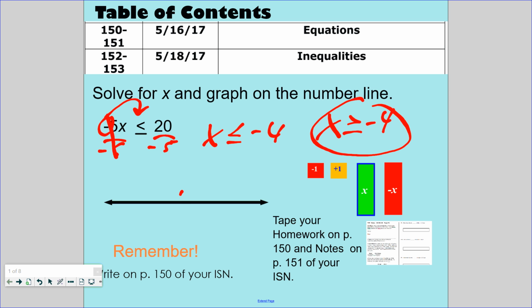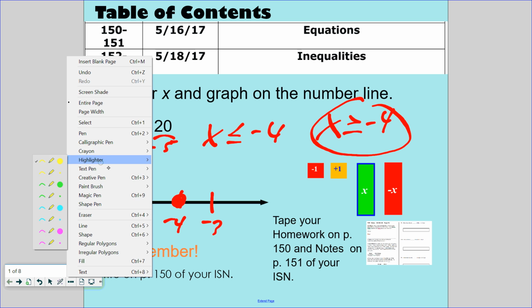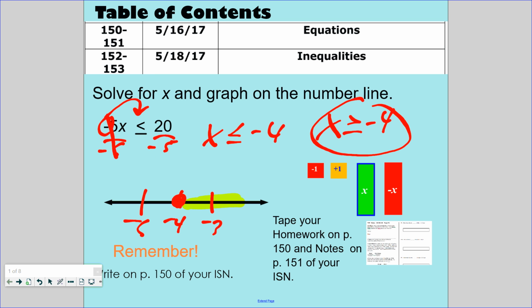So let's graph this. This is -4. This is -3. This is -5. Will this be an open dot or closed dot? It will be a closed dot because it says equal to. So name some digits that are greater than -4, like -3, -2, -1, -0. So using my highlighter, I highlight the numbers that are greater than -4.